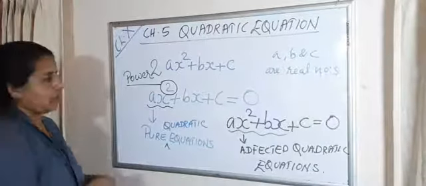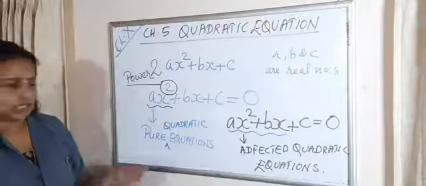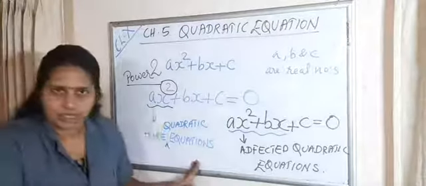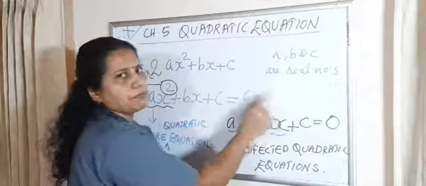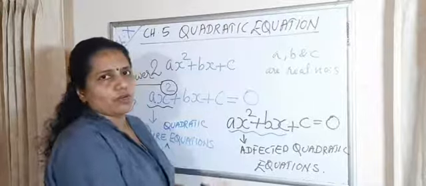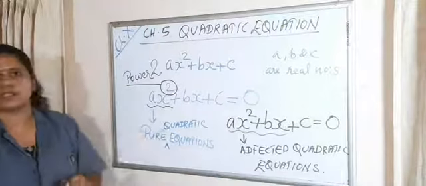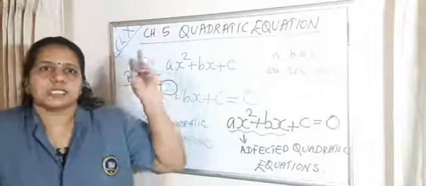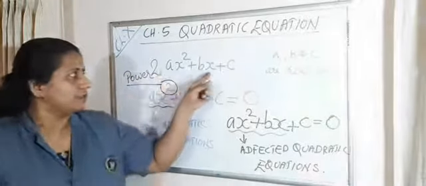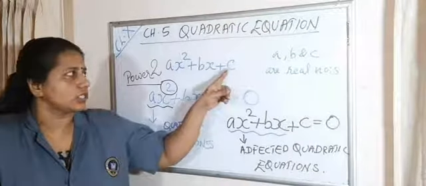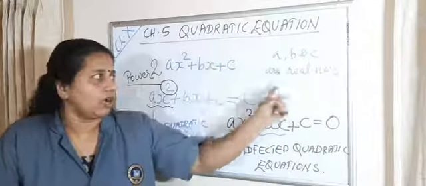If ax² is only there, that is, only the power 2 term is there, then we can call that a pure quadratic equation. And if there are 2 terms, that is ax² + bx, then we call that type of quadratic equation an adfected quadratic equation. The main thing to remember in a quadratic equation is that the power is always 2, and a, b, c, the coefficients of x², x and the constant, are all real numbers.